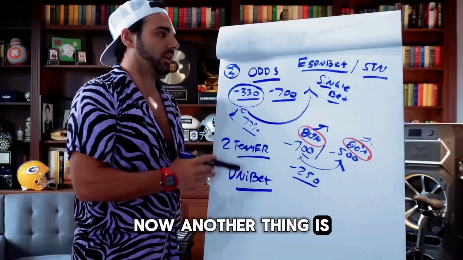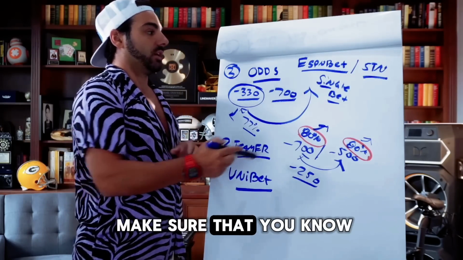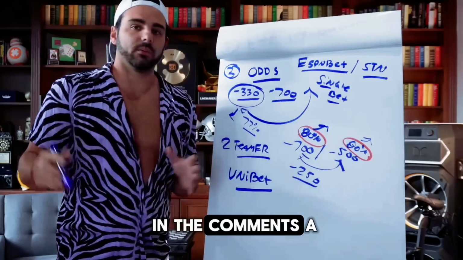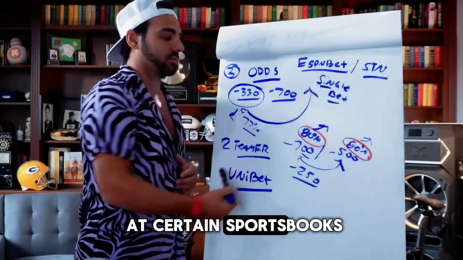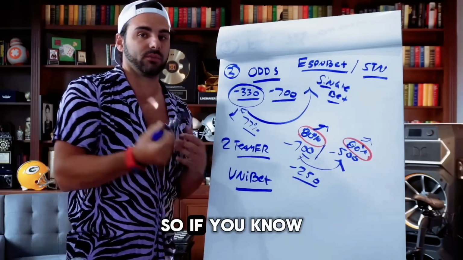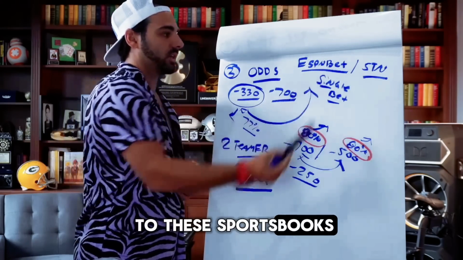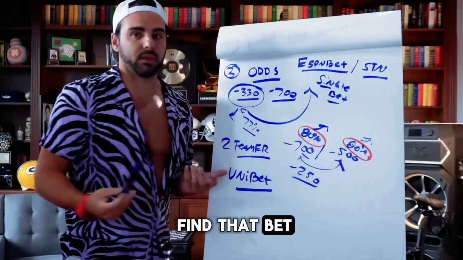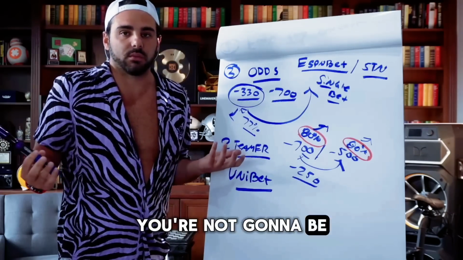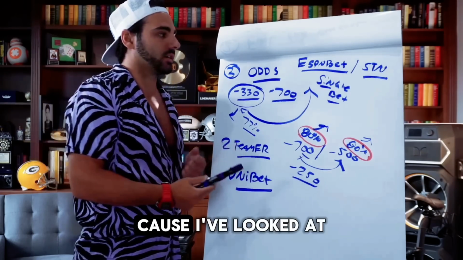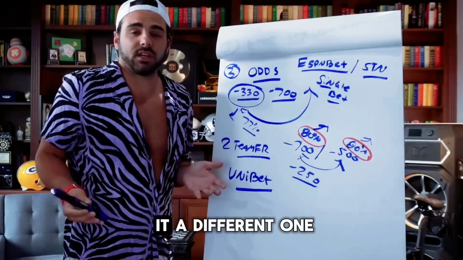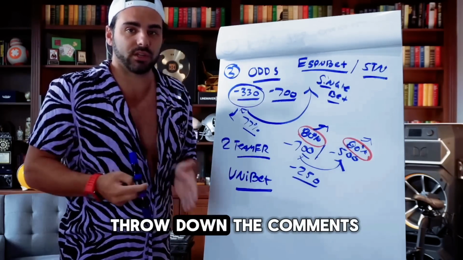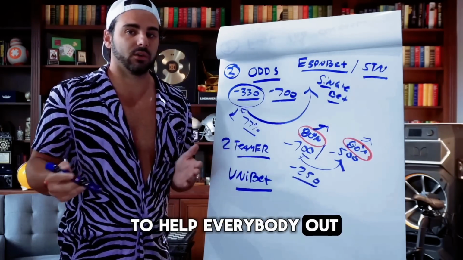Now, another thing is make sure that, I'm going to get this in the comments a million times. They can't find this on the sportsbook. Again, this is only available at certain sportsbooks. So if you don't have access to these sportsbooks, most likely you're not going to be able to find that bet. It's just like that. You're not going to be able to find it most of the time. Okay? Because I've looked at every sportsbook, and these are the only ones that I've found it at. If you guys find it at a different one, make sure you guys throw it down in the comments to help everybody out as well.